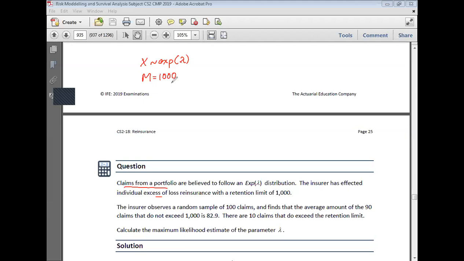What do Ishan and Sauri think about it? X bar will be 82.9, and from the information we can see that N will be 90 and small m will be 10. N will be 90, good. Small m will be 10, yes. And the 82.9 will be X bar. That is the mean for the first part of the likelihood. The first part, right? So can I say that it is X bar?